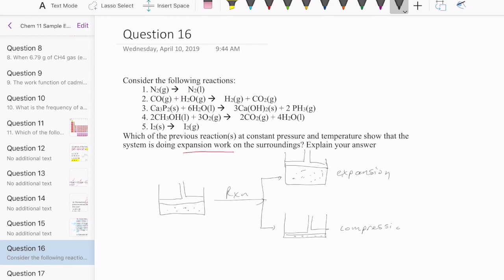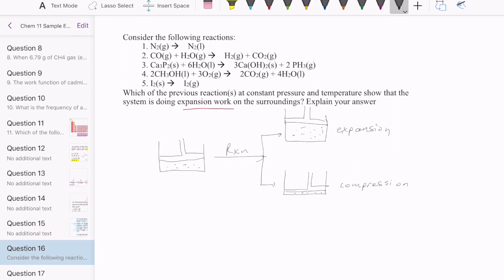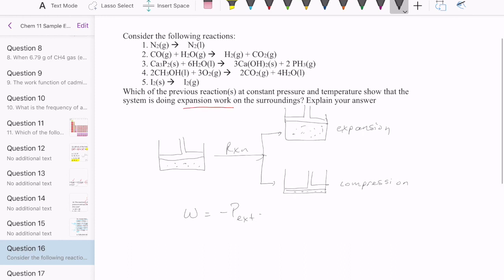Whether you have expansion or compression, you use the same equation to calculate the quantity of work. Work, remember, is force applied to move something a certain distance. In terms of expansion work, that equation becomes negative P external, which is the external pressure that the gas is pushing up against or being pushed by, times the change in volume that occurs between the initial and the final states of the system.